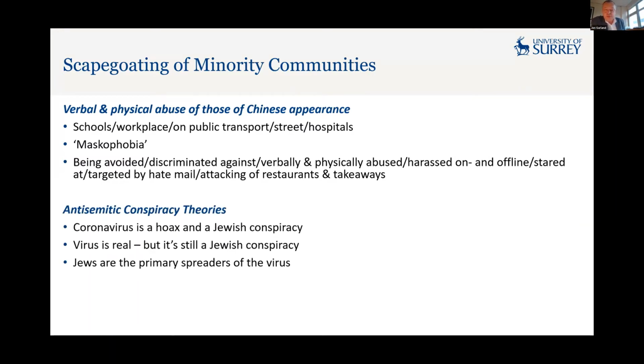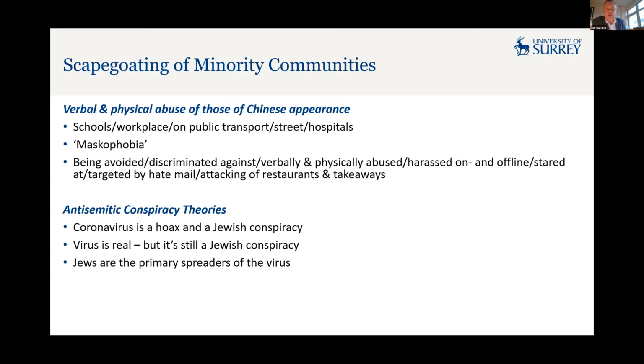Tied in with that, perhaps slightly less well publicised, but still evident, and this is taken mainly from the work of the Community Security Trust, there were some, indeed still are, conspiracy theories going around about COVID-19 relating to Jewish communities. I've just listed three of them there, but unfortunately there are more than this. One of them is that the virus itself was a hoax and it's a Jewish conspiracy, tied into some ancient, very worrying tropes about Jewish people, that Jewish people are part of a secret international conspiracy that controls business.